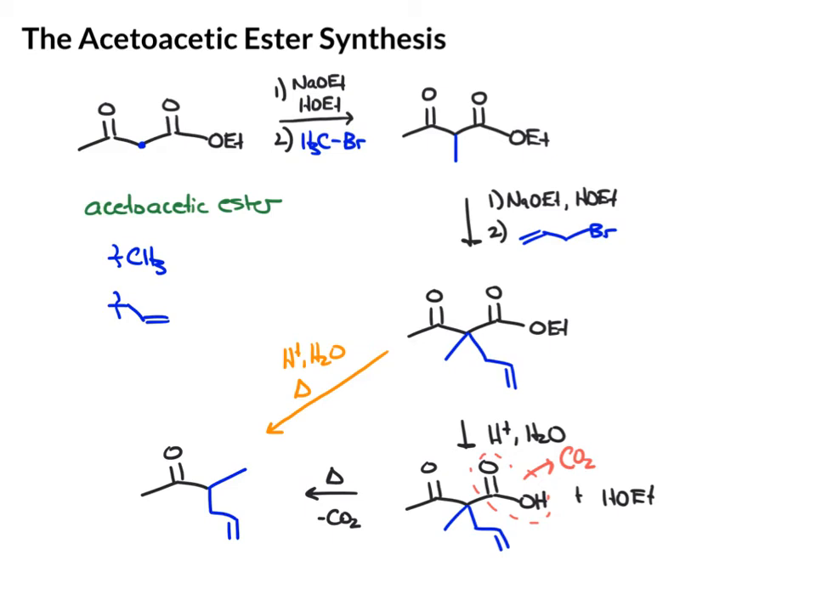Now you might recognize that this is something you could have made using some of the other reactions we've learned, where you could have started with acetone and then just did a direct alkylation and put the methyl group on and then the allylic group. But this particular pathway tends to be very high yielding. So we'll say this is an alternative to the direct alkylation.